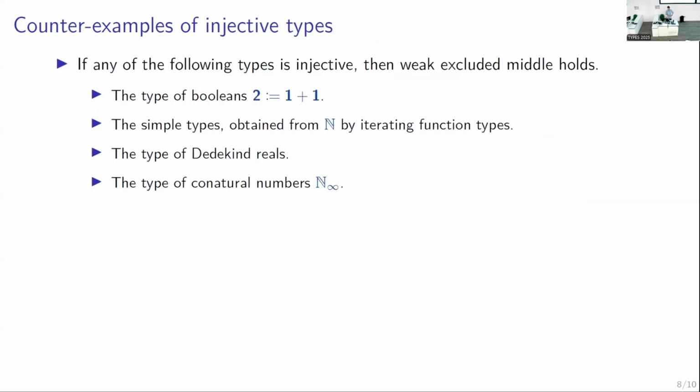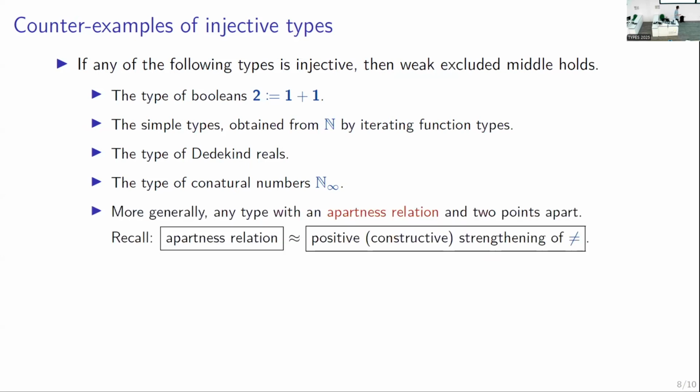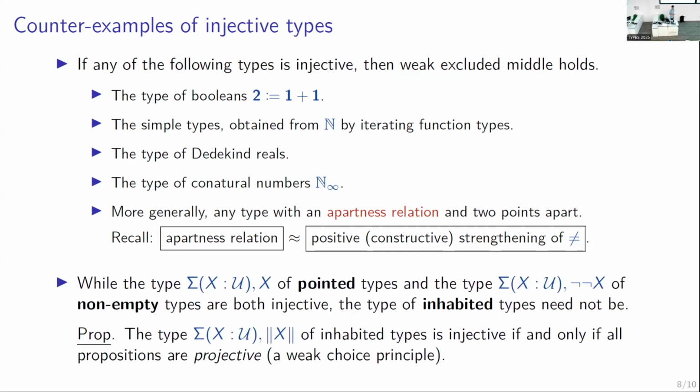So let's present some examples. So if any of the following types is injective, then weak excluded middle holds. So the Booleans, the simple types, which you take by starting with the natural numbers and then you iterate, you close under the function types, the type of Dedekind reals, and the type of co-natural numbers. So these are all examples that as soon as you have their injectivity, you get weak excluded middle. And that's an instance of a more general thing. Namely, if you start with any type with an apartness relation and two points apart, and it's injective, then you get weak excluded middle. And this apartness relation is a constructive strengthening of inequality that I don't really have time to get into. But I have more to say about it at the end.